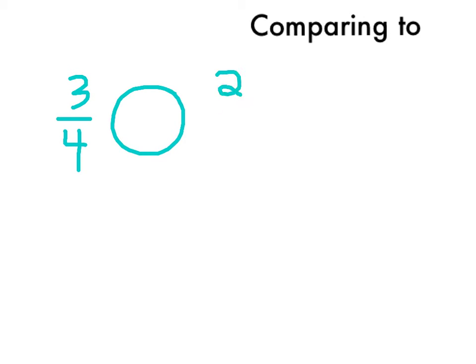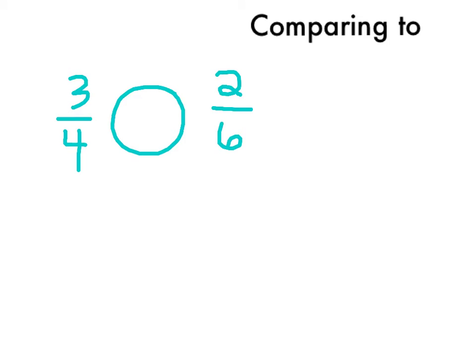All right. We are going to look at comparing to a half. So we're going to look at 3/4 versus 2/6. And in the previous videos, we talked about fractions that have the same numerator and the same denominator. Does this follow either one of those patterns? No, neither of these patterns work. So what we're going to do is try and compare them to a half.